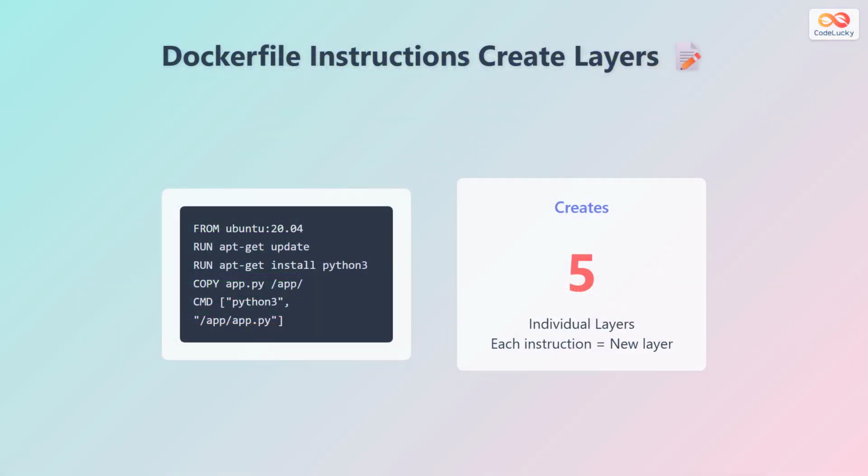Each instruction in a Dockerfile creates a new layer in the Docker image. Here is an example Dockerfile. It starts from Ubuntu version 20.04 as the base image. Then we update the package list. After that, we install Python 3. Then we copy the application code to a directory inside the container. And finally, it executes the application. So this Dockerfile will create 5 individual layers. One for the base image and one for each instruction.